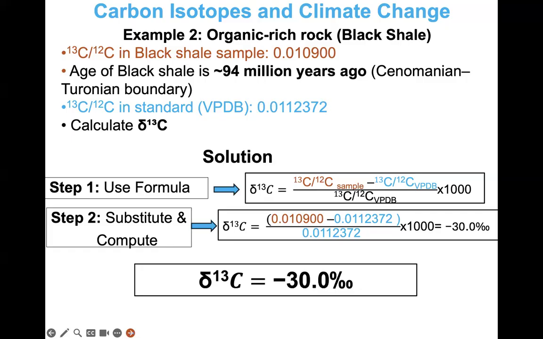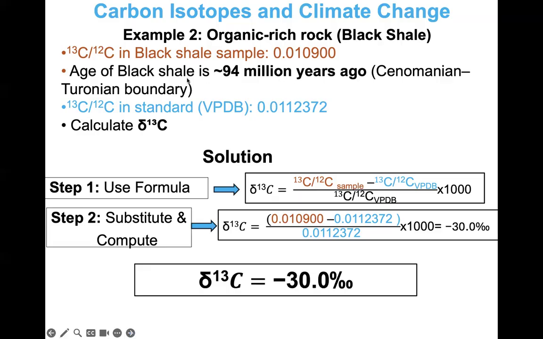When this plankton die, they move to the bottom, they get buried, and they form what we call black shale, and this black shale is where we get our oil or petroleum or hydrocarbons. So let's look at example number two. Black shale has this value, 0.10900. The age of the black shale, let's say it's 94 million years ago. Imagine you find that the rock is 94 million years old, which is the Cenomanian-Turonian boundary.